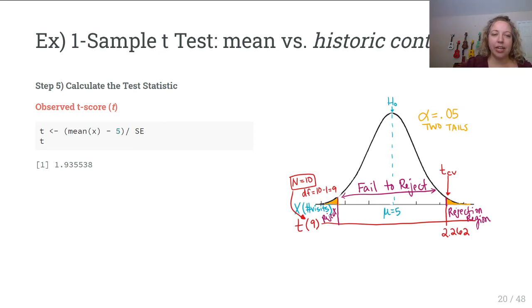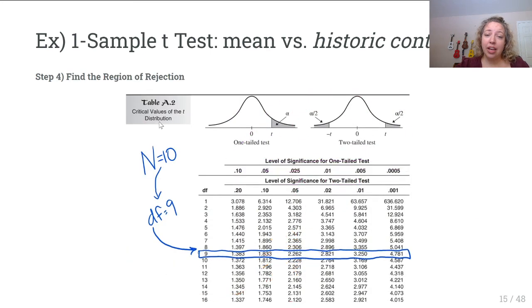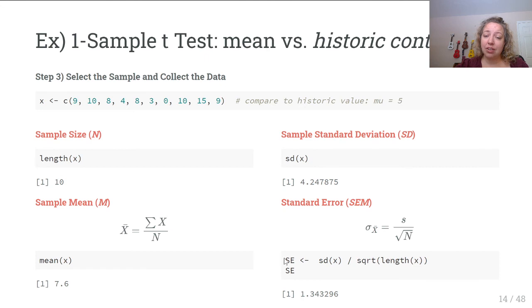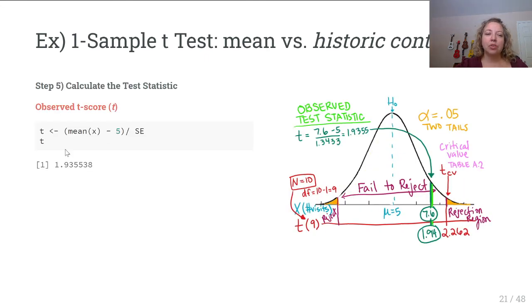So the t-score, again, we take the mean of our data minus our hypothesized value. Our null hypothesis was mu is 5, divide by our standard error that we found on the previous page, and I saved it as SE so I could use it later. So now we get a t-score of 1.94.